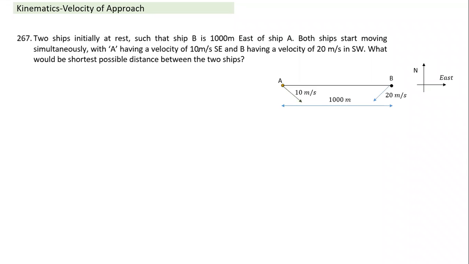A has a velocity of 10 meters per second southeast. So this is north, this is south. The southeast direction will be like this, at 45 degrees. So this is the southeast direction, and this angle will be 45. This is the velocity of A, and the velocity of B will be 20 meters per second in the southwest direction. This also is at 45 degrees. So when they start moving together, what we need to find is the minimum distance between the two ships.